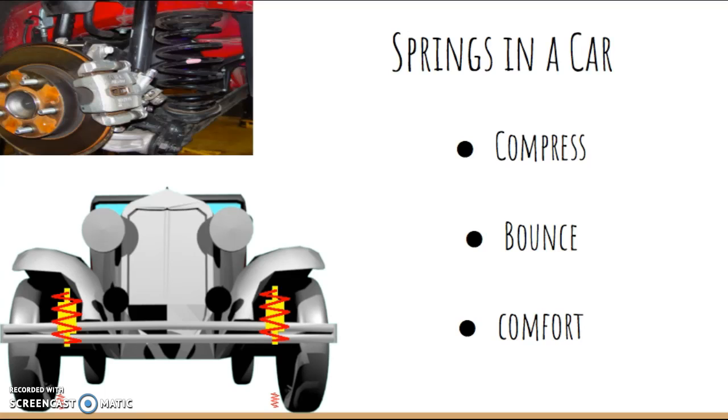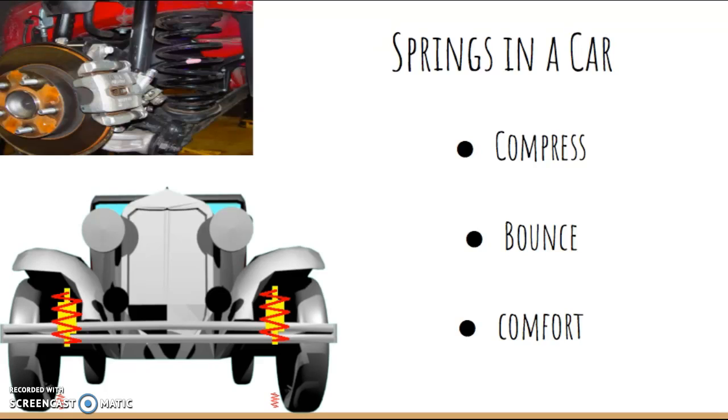Another example of an object with springs is a car. Cars use something called shocks, which are large springs that help to absorb the impact when a car drives over a bumpy surface. The goal of the spring is to reduce the amplitude. The larger the bump, the larger the amplitude will be.